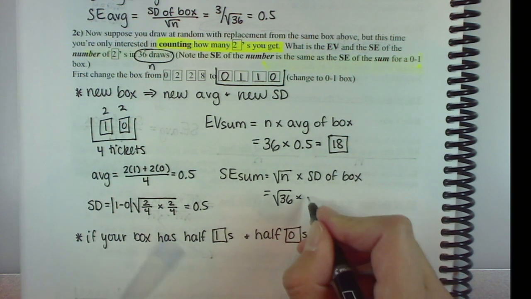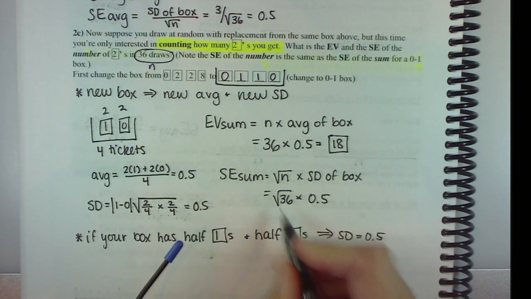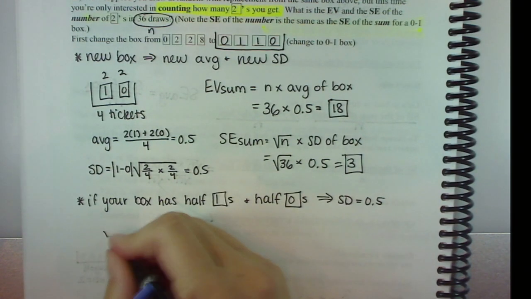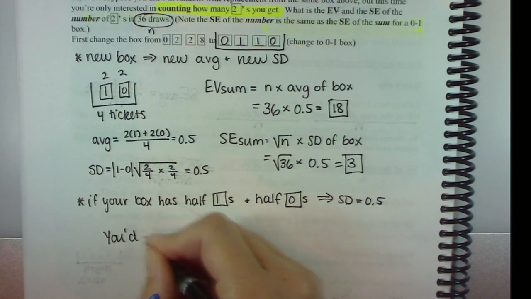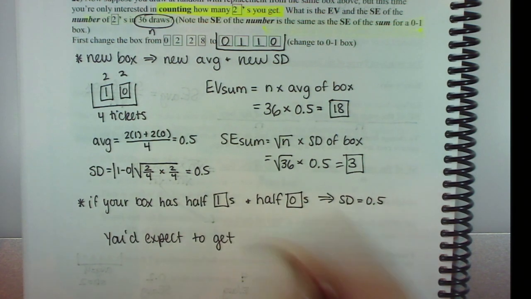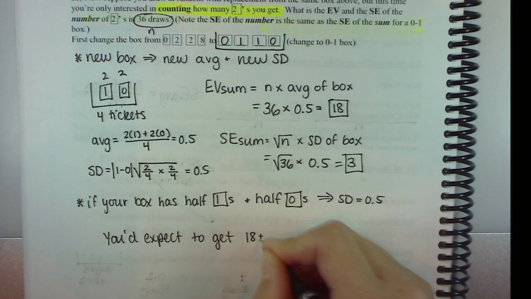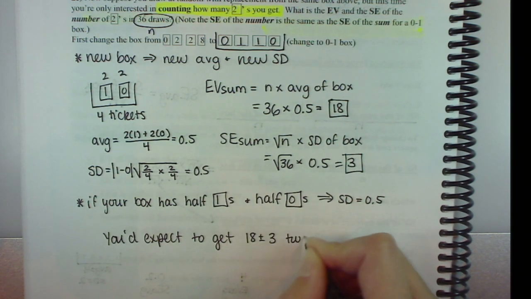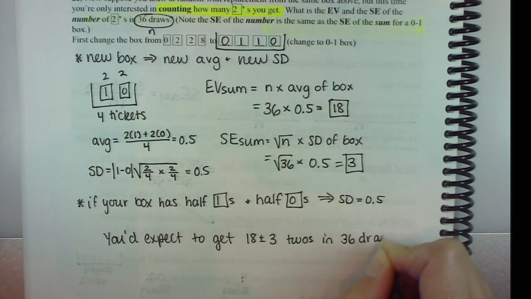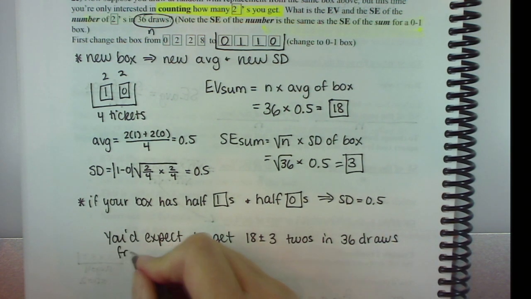So the square root of 36 times 0.5 is 6 times 0.5, which is 3. So I would answer my question, the original question was how many 2s you get, by saying you'd expect to get 18 plus or minus 3 2s in 36 draws from our box.